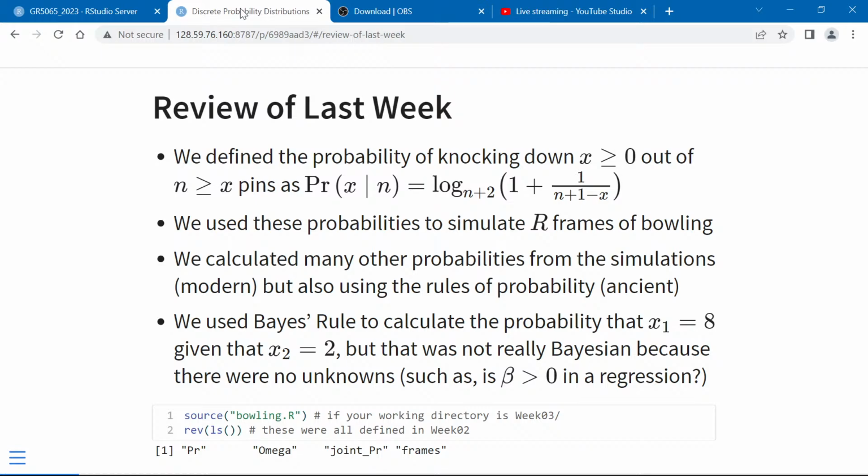I'll just tell you what my screen says. PR, which is the function to evaluate the probability of knocking down x out of n pins. Omega, which is an integer vector between 0 and 10, which is the sample space for bowling. Joint PR, which was this 11 by 11 table that we created last week, which has the probability of knocking down x1 pins on the first roll and x2 pins on the second roll of the same frame of bowling in the x1, x2 cell. And then we have frames, which was 10 million simulations of a frame of bowling. So that's a data frame or a tibble with two columns, one for x1, the other for x2. Does everybody remember those four things that we did last week?